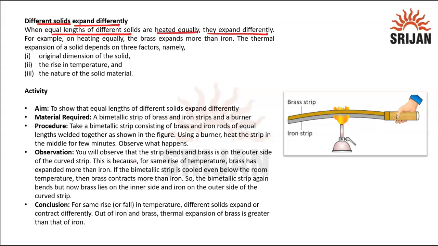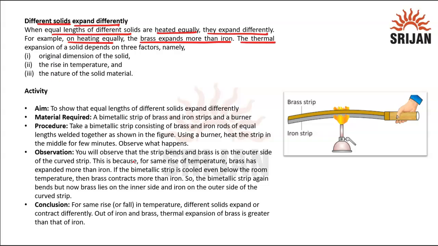Again, as I said, it depends upon the type of material that you are using. Also, this is called the thermal expansion coefficient, like how much heat you have to provide in order to see the thermal expansion. For example, on heating equally, the brass expands more than the iron. With this activity we'll be able to see the same, because brass has more capacity to allow itself to expand, whereas iron doesn't.